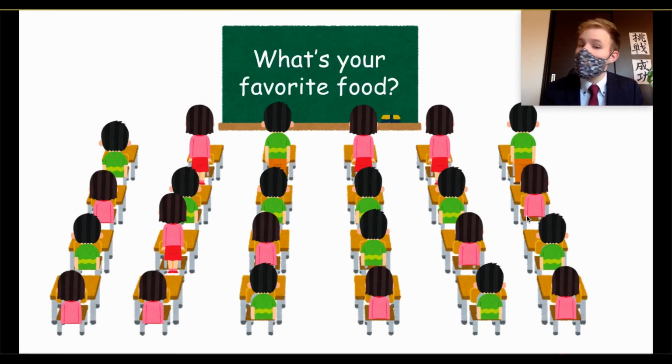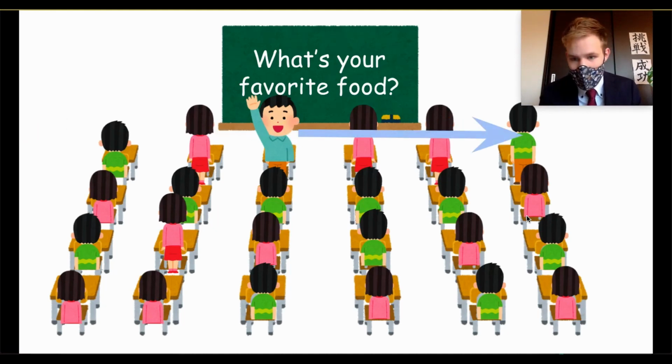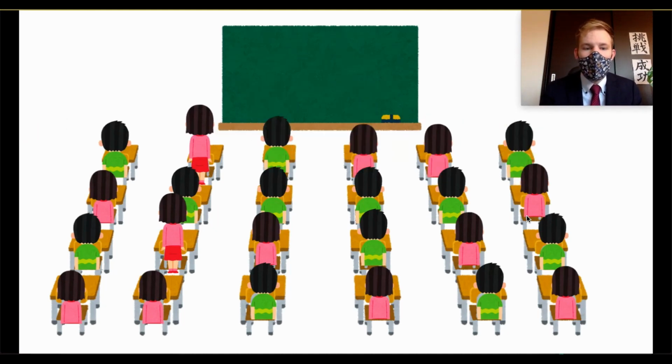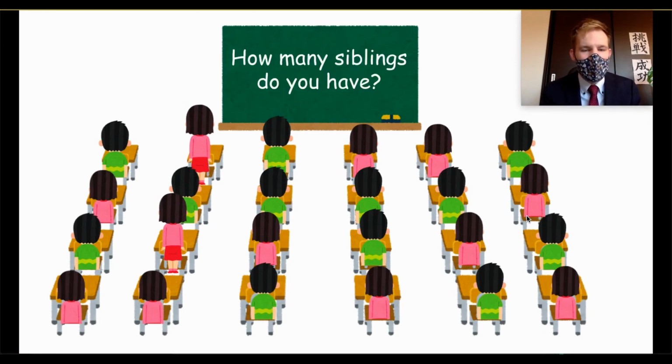So next question is, what's your favorite food? Okay, we have a hand, they answer correctly, and they choose right. So right gets to sit down. Okay, now we have 2 students left. I wonder who's going to answer. How many siblings do you have? Oh, and the person in the back can answer. They answer correctly, and they choose front, which means everyone gets to sit down.